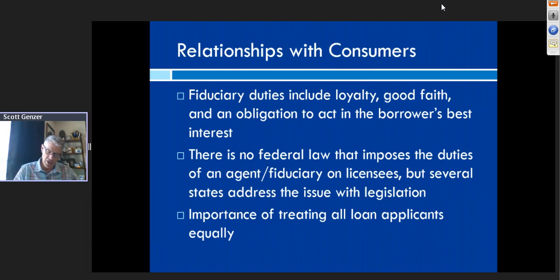That includes loyalty, good faith, and an obligation to put the interest of the borrower, the principal, ahead of the agent, ourselves. We're not putting them in a loan that's better for us than it is for them. We are following their legal and lawful instructions. We are disclosing all relevant facts and costs. We are accounting for any monies that we handle for them. We are doing our best to do our best for them. That's a fiduciary duty.